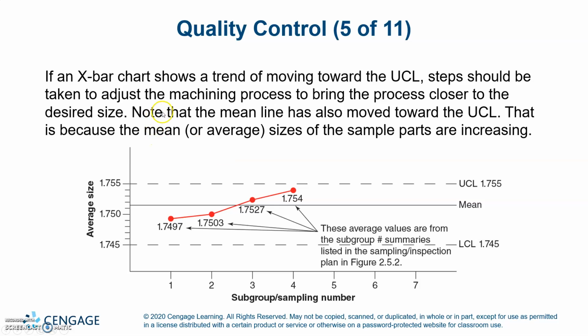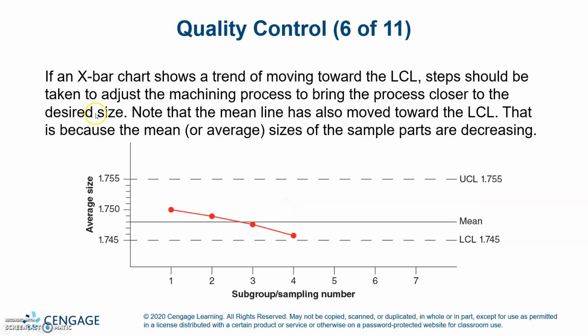If an X-bar chart shows a trend of moving toward the UCL, steps should be taken to adjust the machining process to begin the process closer to the desired size. Note that the mean line also moved toward the UCL. That is because the mean or average sizes of the sampling parts are increasing. The average values are from the subgroup number summaries listed in the sampling inspection plan, figure 252.